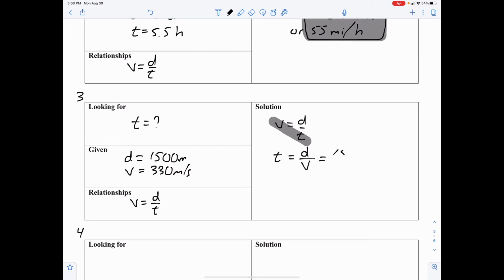And I will take 1,500 meters divided by 330 meters per second. Pause the video and try to run this calculation yourself. Okay, if you did this correctly, you should be coming up with about 4.5 seconds.